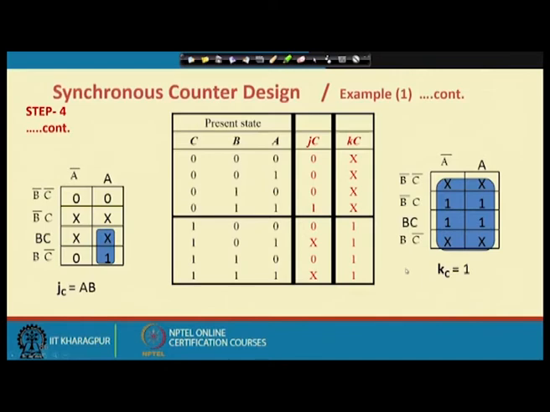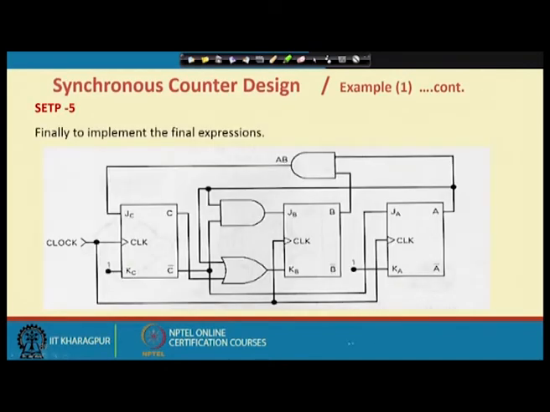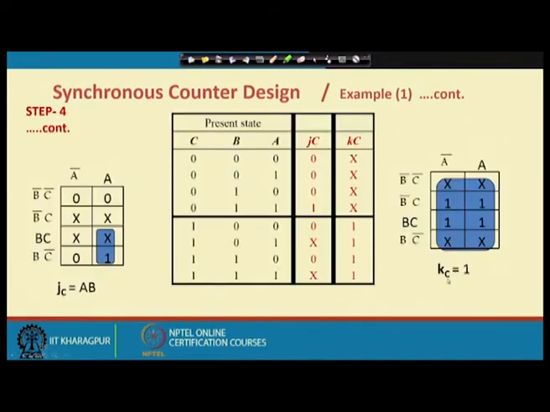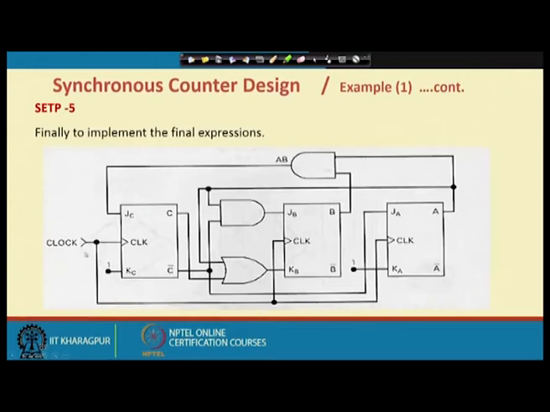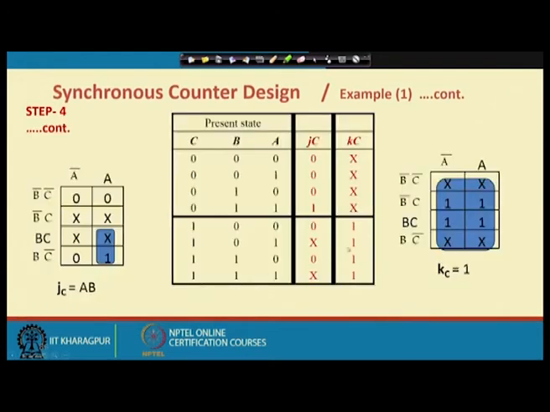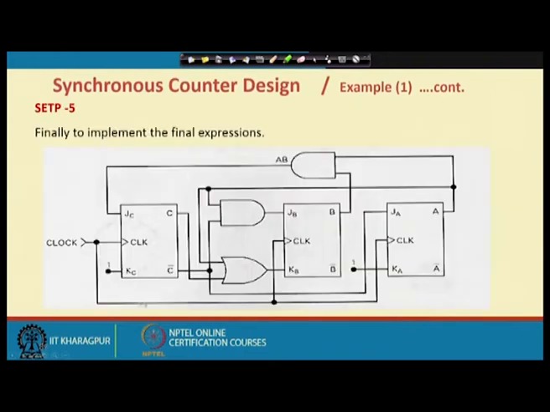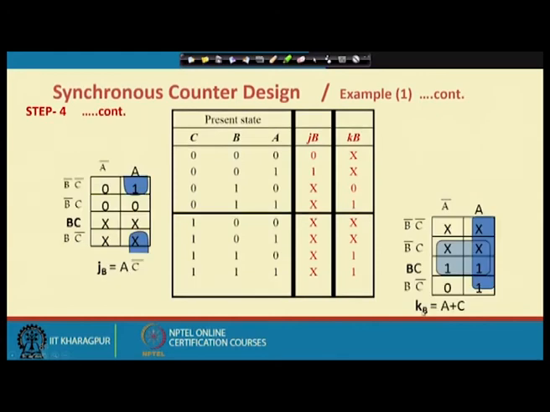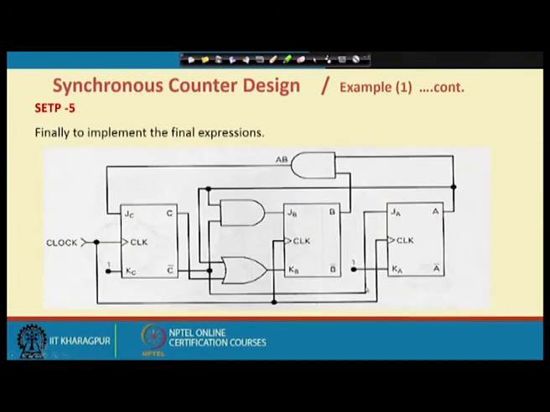Once this is done, we are now ready to draw the circuit. If we look into any of them, say K C should be equal to 1. So, where is K C? This K C is tied high. Similarly, J C should be equal to A B, so these 2 bits A and B have been taken and ANDed, and this A B is fed to J C. Now, if you go back, K B equal to A plus C. Now, you see this K B: we are ORing this C output and A output. So, these 2 flip flop outputs are ORed and fed to K B.